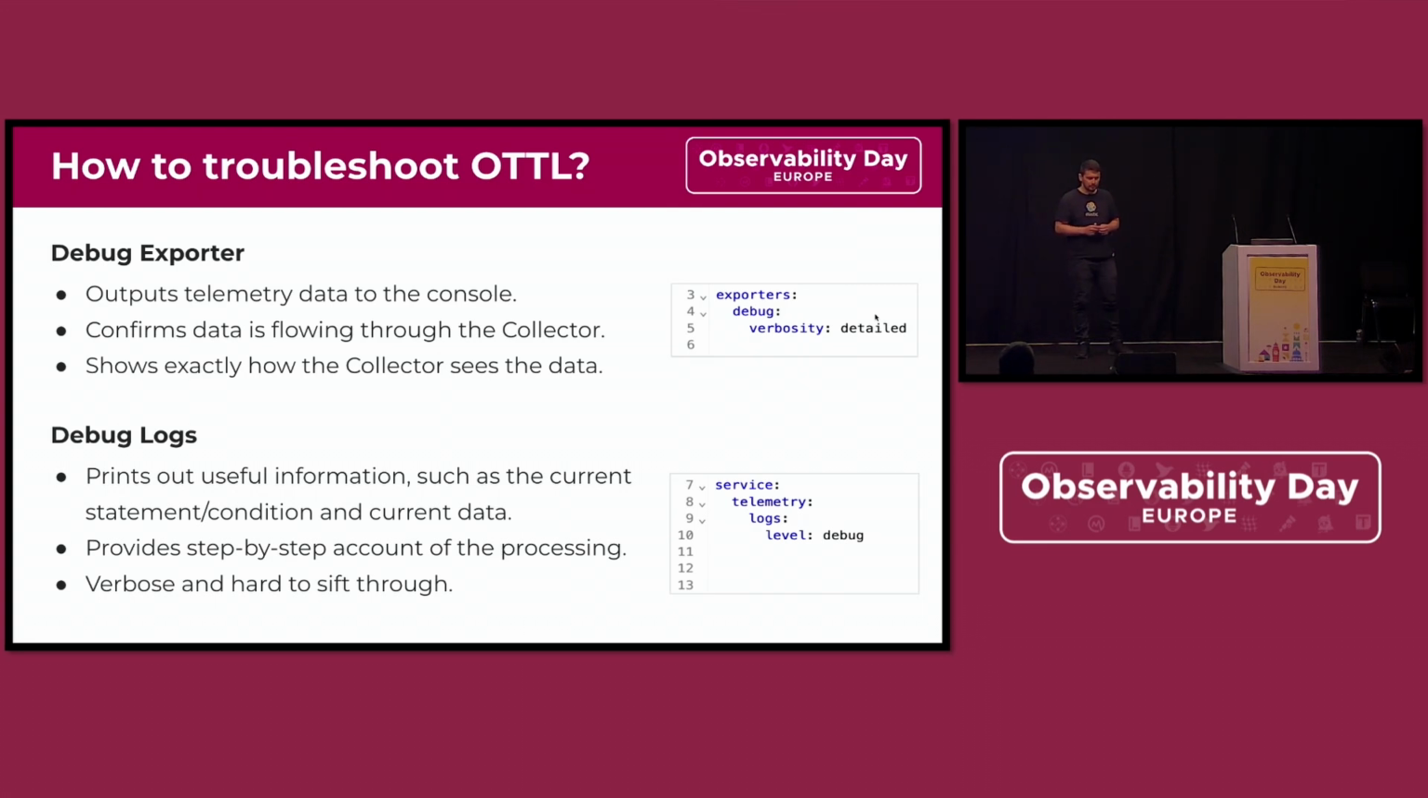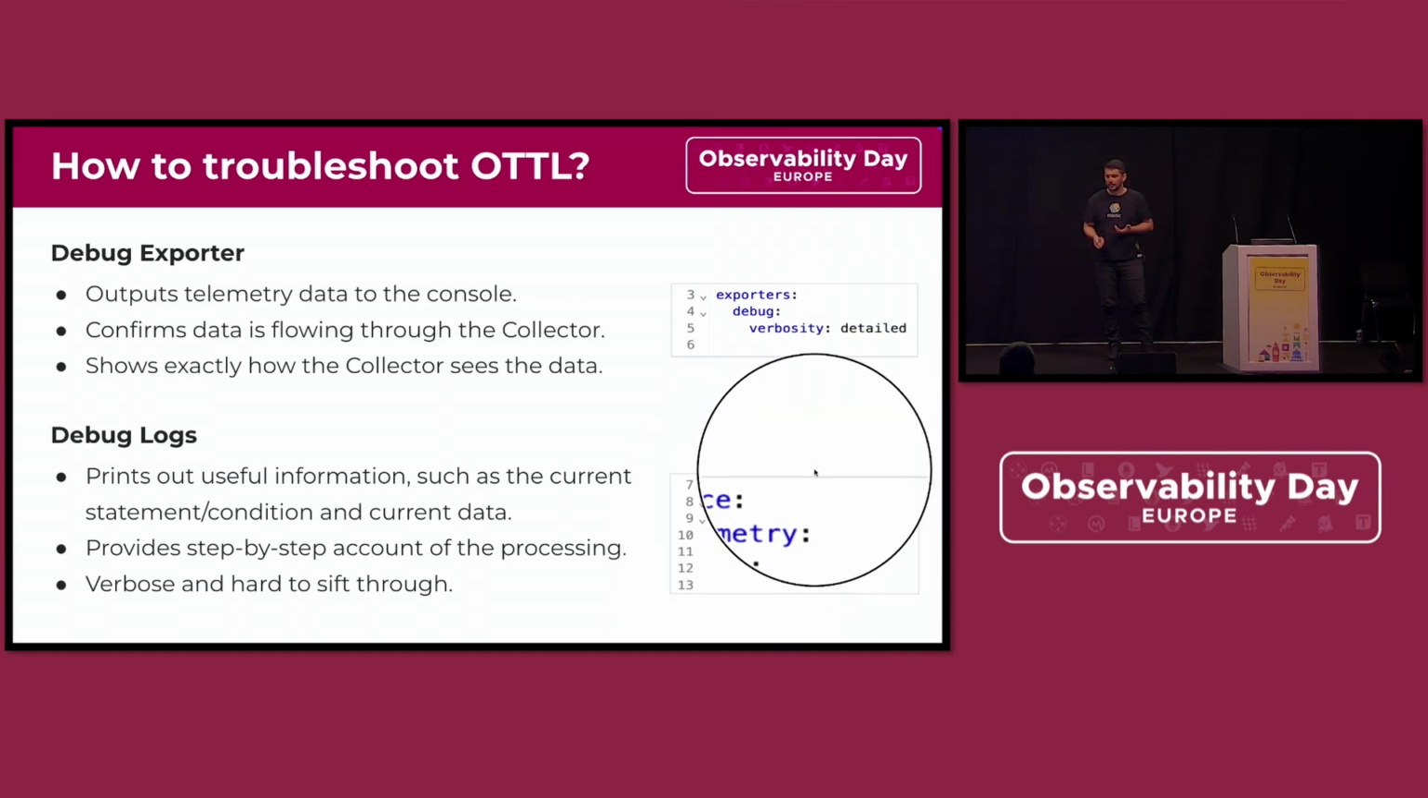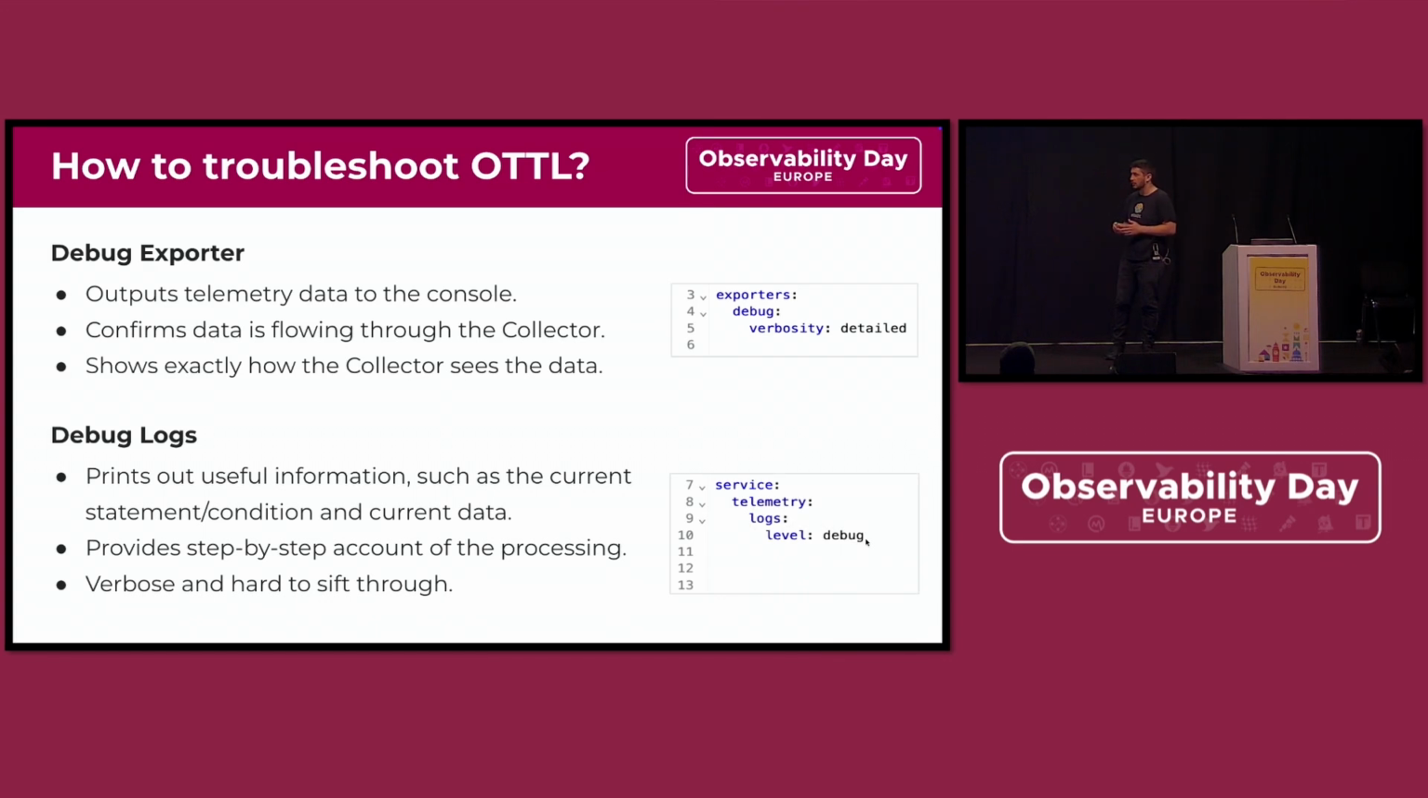Another tool we have is the debug logs. When you enable the collector debug logs, you're going to start to see a lot of OTTL logs, and they are very useful. They might contain the statement and condition being executed and the underlying data, the data that's being modified or the data that's being filtered. Depending on the component, like the transform processor, you might see a step-by-step account of the processing as well, which might include, for example, your data before running any statement, and the data after running each statement, so you can identify which one is not working.